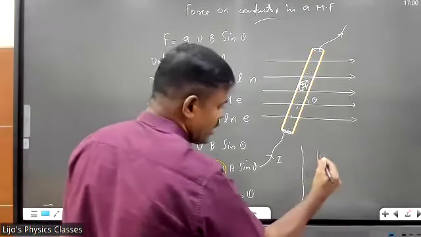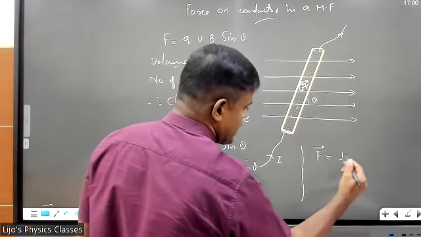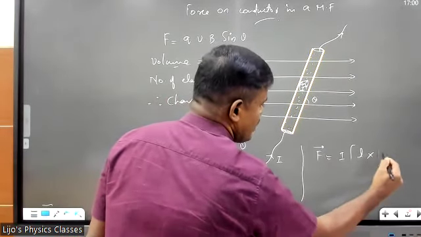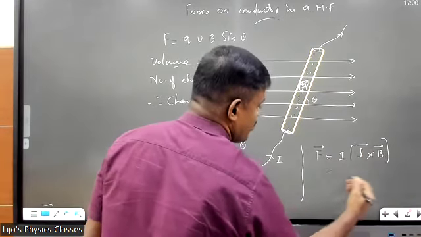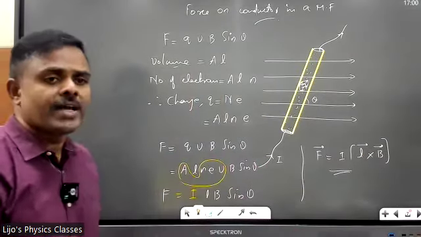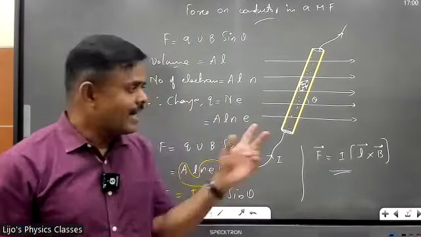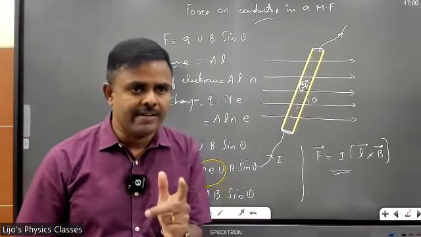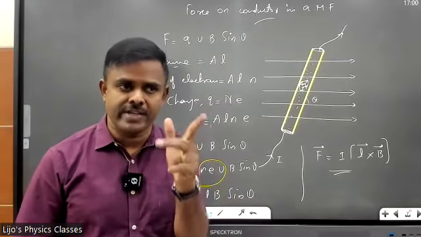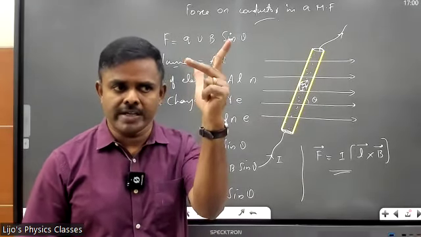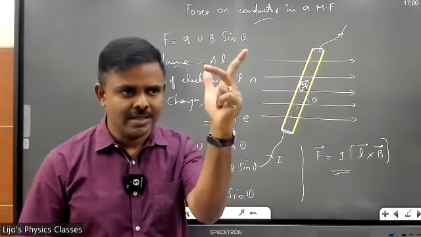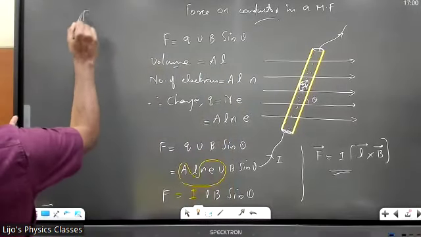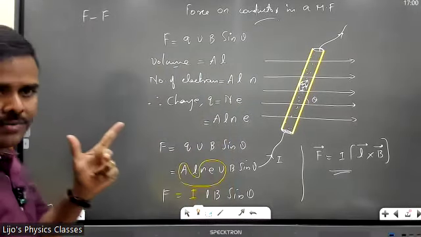Or in short, you can call it F vector is equal to I into L cross B. The force acting on a conductor is given by I L cross B. The direction of force can be found out using Fleming's left-hand rule. Not right-hand rule, left-hand rule. Hold the first three fingers in three perpendicular directions. And then the first finger represents field, FF.